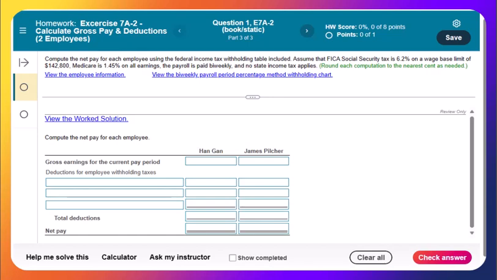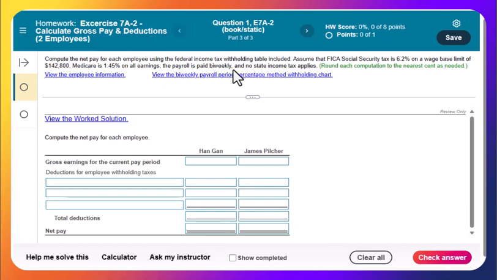Exercise 7A-2, calculate the gross pay and deductions and net pay of 2 employees. So, compute the net pay for each employee using the federal income tax withholding table included. Assume that FICA, Social Security tax, is 6.2% on a wage-based limit of $142,800. Medicare is 1.5% on all earnings.